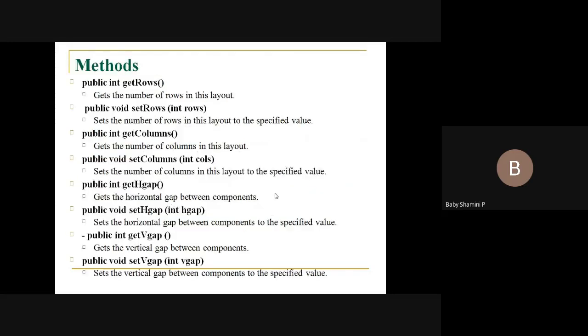As for the methods, first int getRows, so how many rows, and we are going to set the rows, and get the columns and set the columns. We have to get the horizontal gap and set the horizontal gap, and get the vertical gap and set the vertical gap. Okay, we have various methods. So using these methods, we are going to implement the GridLayout class.